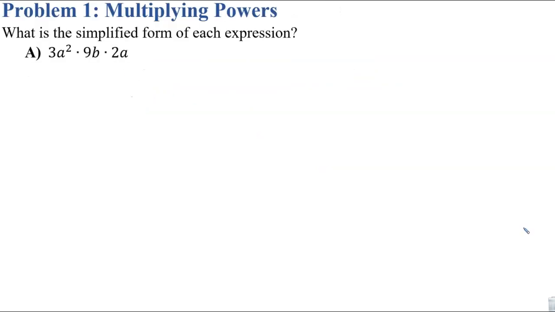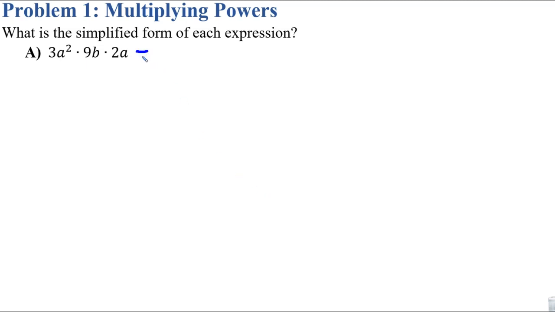Let's go ahead and put those properties to work, starting with the multiplication property. Problem 1 says, what's the simplified form of each expression? I have an expression where I'm multiplying some different factors together. What I want to do is make this as simple as possible by combining as many exponents as possible, combining the constants, and coming up with just the easier to work with expression.